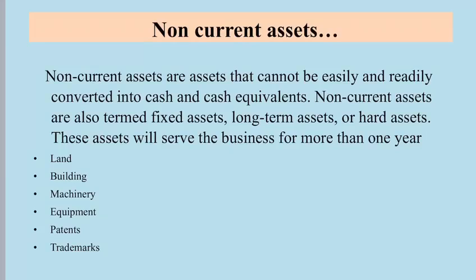For example, look at these examples: land, building, machinery, equipments, patents and trademarks. So when I say building is an asset for a firm, it is because the firm has invested in it, it has an economic value, the ownership of that building lies with the firm, and by using that building the firm will be generating resources. So it is very much an asset for the firm.